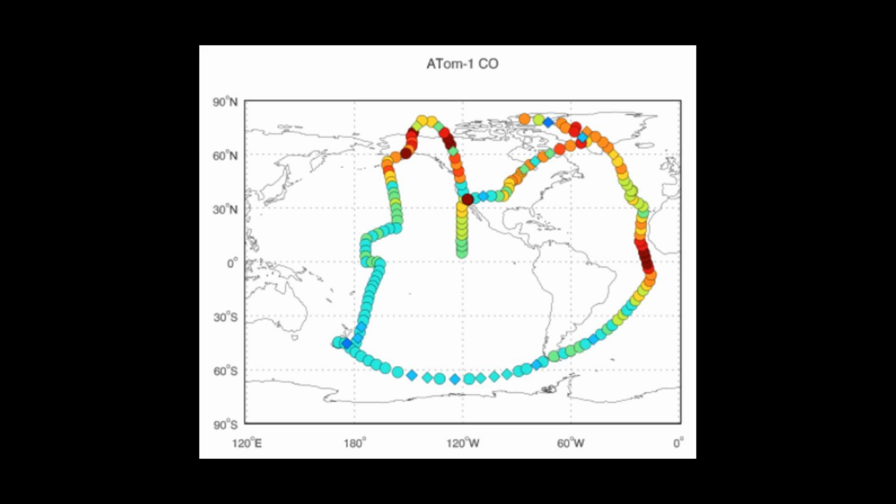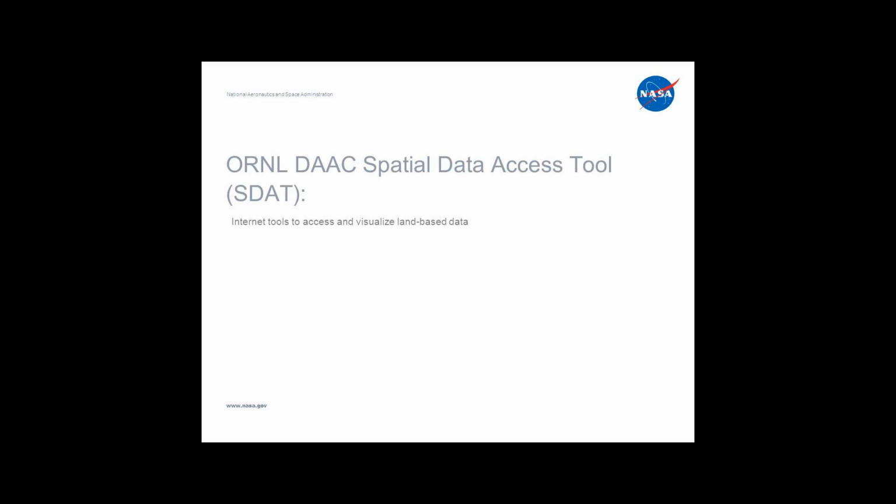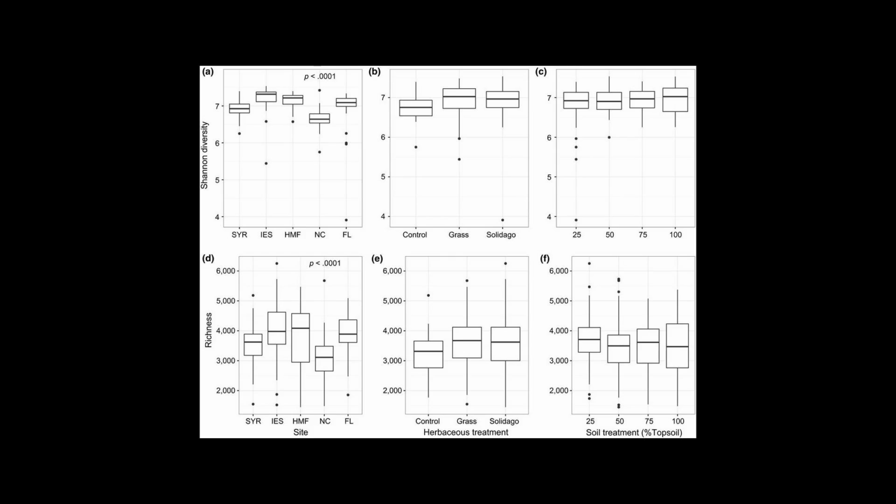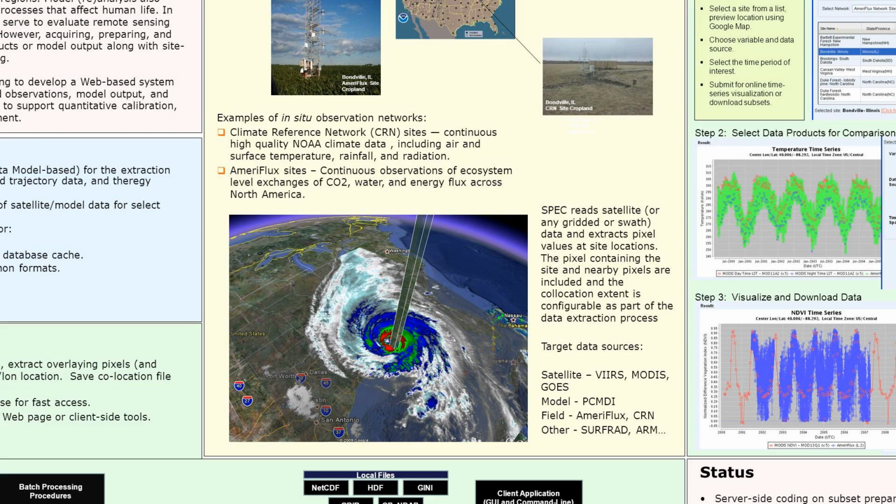DAAC data can be accessed via Mercury Metadata Search System. ORNL DAAC is listed in the Registry of Research Data Repositories re3data.org.